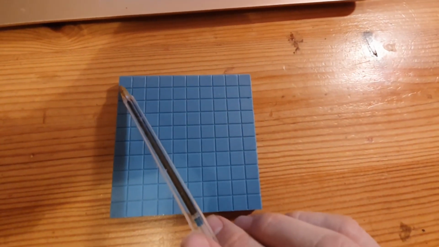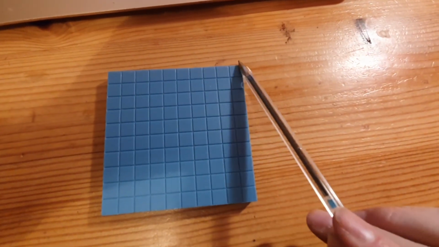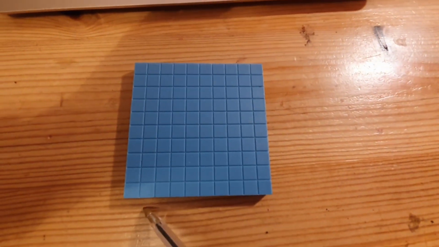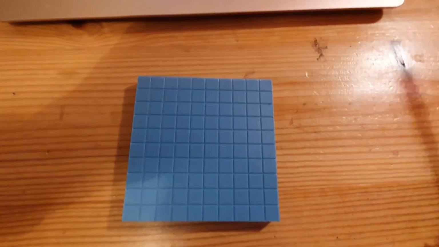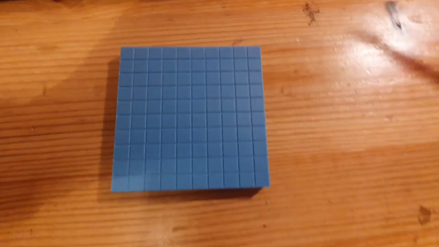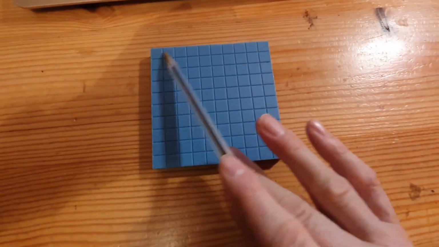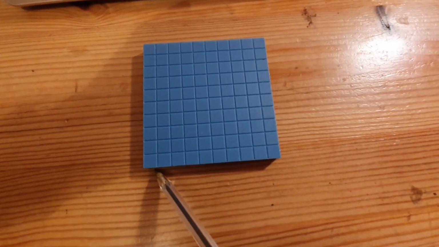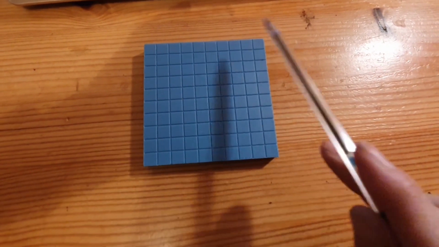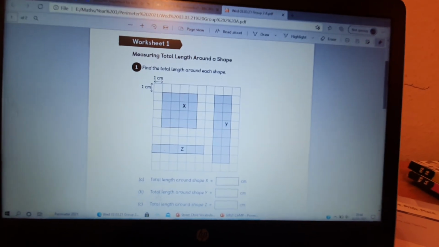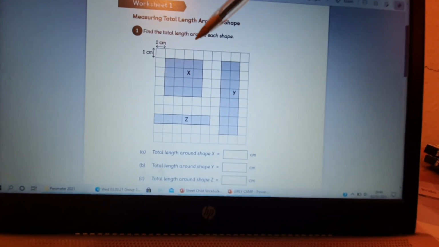Okay, there's my number grid. So what would be the perimeter of my number grid? 10. And then there's 10 on that side, 10 on that side, 10 on that side. So because it's a square, it's a regular shape, all the sides are equal. So we've got 4 sides of 10. So what would that be? 10, 20, 30, 40.